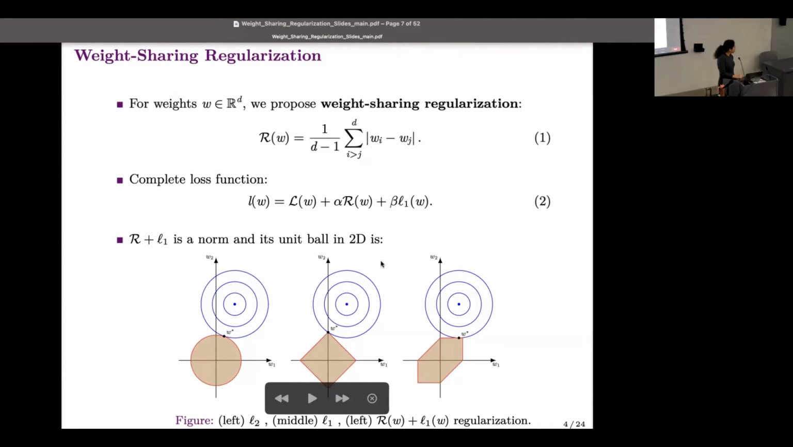Just to be sure, Motahareh, so you put this weight sharing regularization on all the weights? On all the weights, not layer by layer, in a layer-wise way? Oh, layer-wise, okay, yeah.